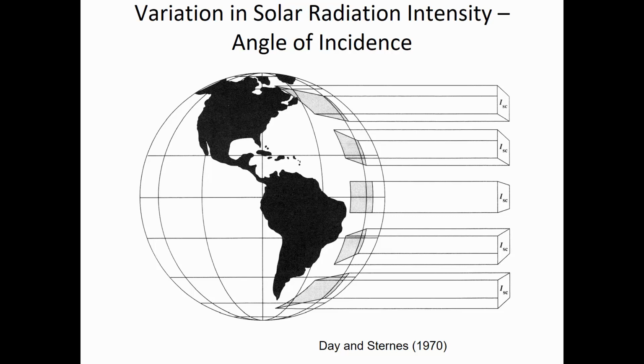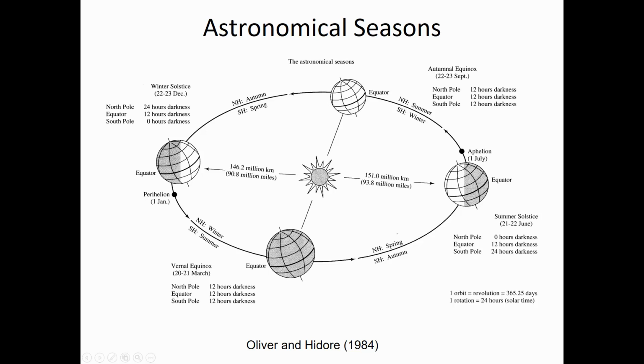And so it's kind of the same here, where each one of these I sub SCs has the same amount of solar radiation, but the area that it's projected over is much larger at the poles. And so that means that the intensity at the poles is a lot lower. So that's the spatial variation of radiation on the Earth's surface.